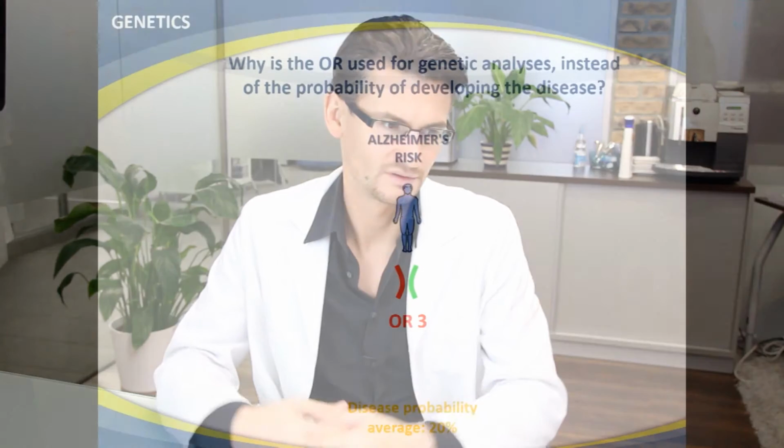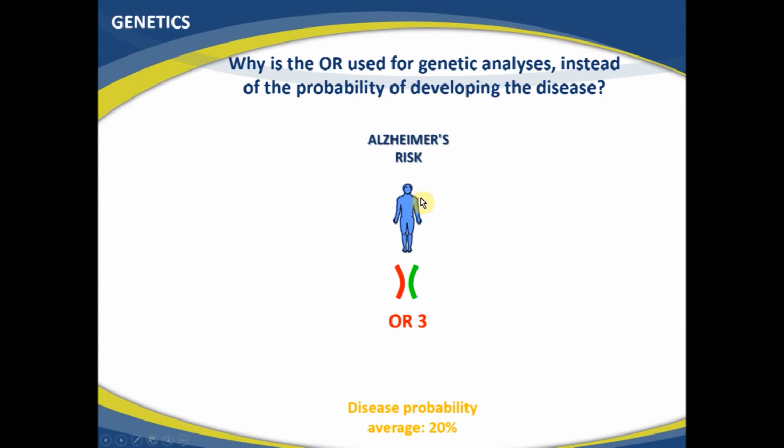Wouldn't that be more interesting? Doesn't it tell me more to find out I have an 80% likelihood of developing Alzheimer's disease? Isn't that better than knowing my risk is 4 times higher? And for this, I want to show you an example of why we don't do this usually.